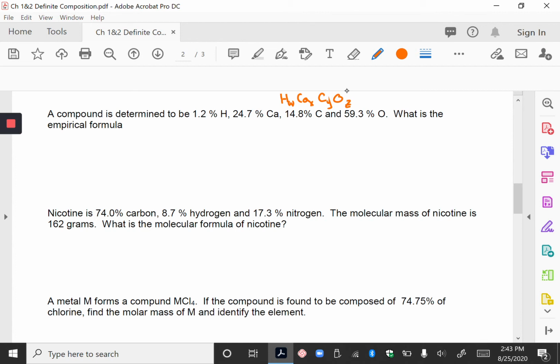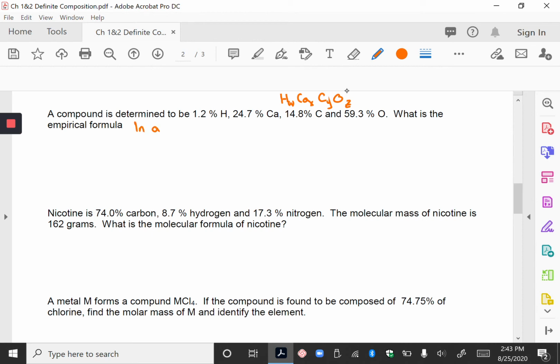Now, they don't tell us what the masses are, but they give us percentages. And remember that if my compound is 1.2% hydrogen, whether I have a gram of it or 100,000 grams of it, it's still going to be 1.2% hydrogen. So you can look at any size sample that you want. My recommendation, if you're given percentages, is to look at a 100-gram sample.